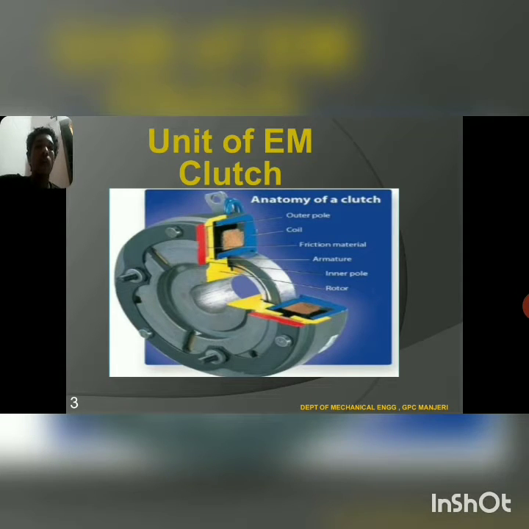Units of an electromagnetic clutch: anatomy of a clutch. Given is a schematic diagram of an electromagnetic clutch. The main parts are the outer pole and coil, friction material, armature, inner pole, and rotor.